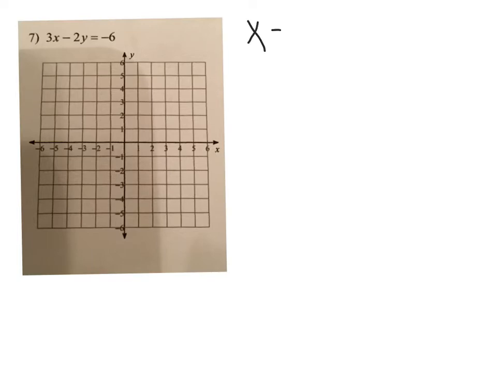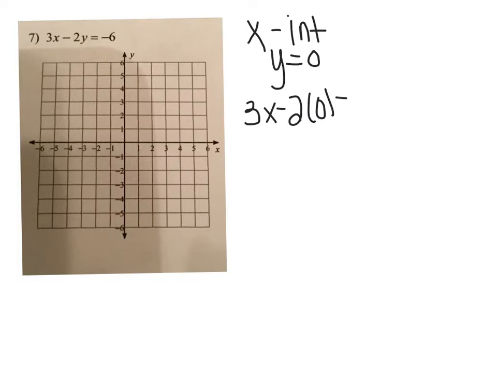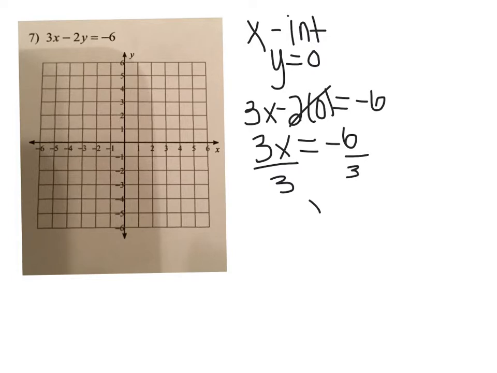So if I want to find my x-intercept, I let y equal 0. So 3x minus 2 times 0 equals -6. 2 times 0 is nothing. So 3x equals -6. Divide by 3 on both sides. You're going to get x equals -2. So my x-intercept's at -2 on the x-axis.